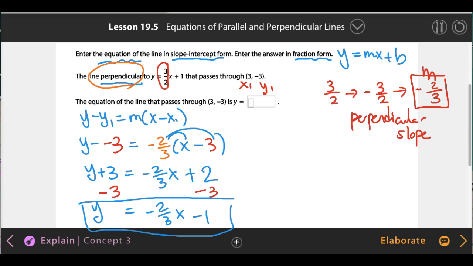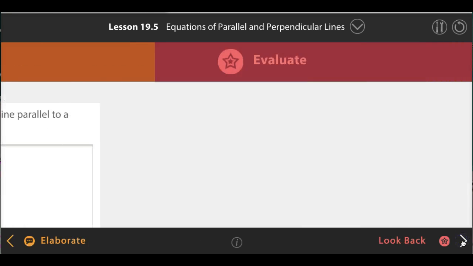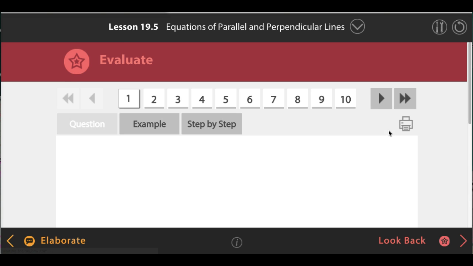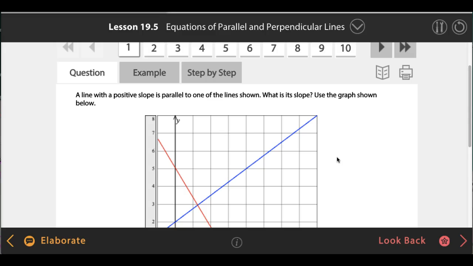So I hope you learned everything. It's a very short video today. Please make sure you go into your evaluate sections right here. If you click one more time, here are your evaluate questions. So there's many questions, and I want you to look at them and make sure you get almost all of them, okay?